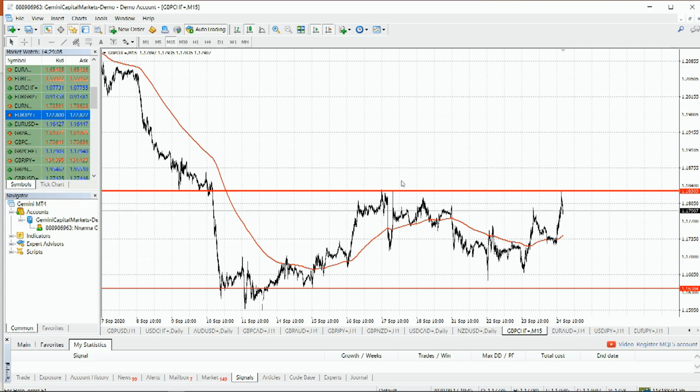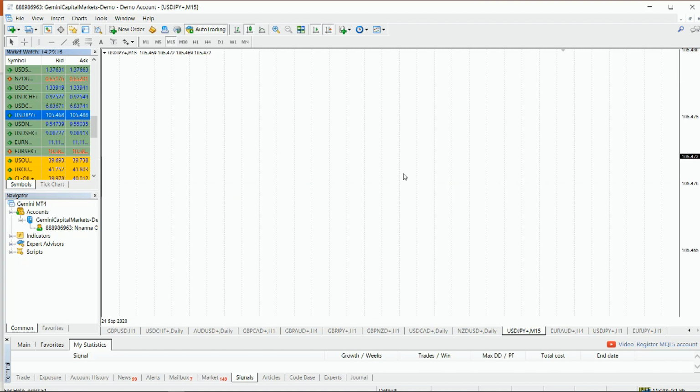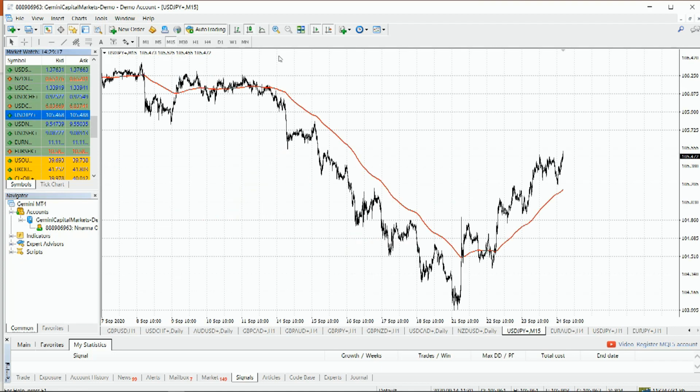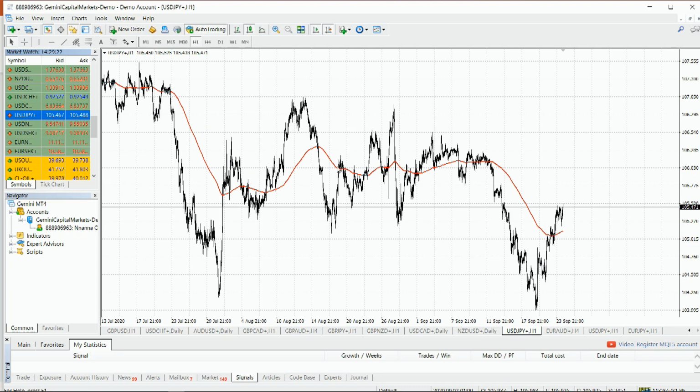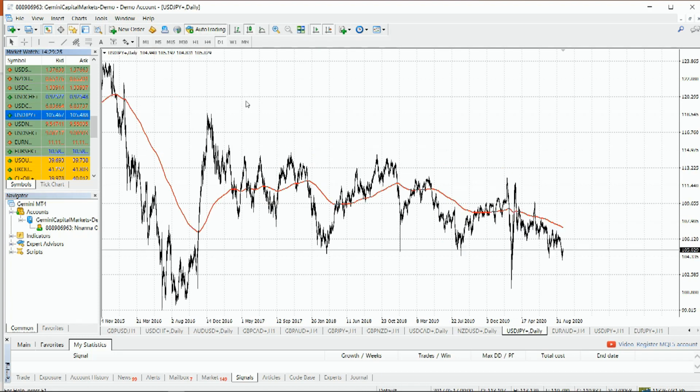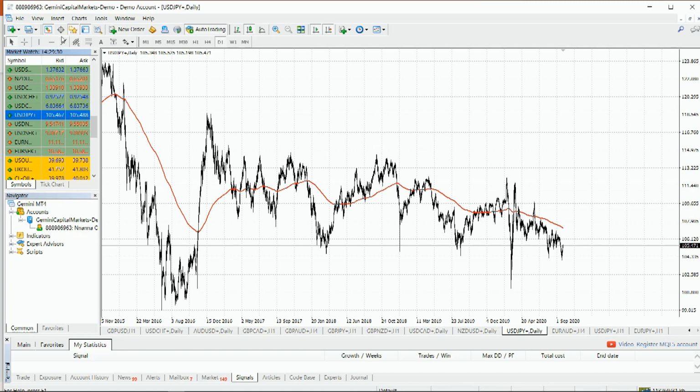Okay, let me use this one. So we have a clean chart here as well. And in this currency pair, you can see that the market is also bearish because the market has been heading lower. You can see how it has been staying below resistance. So this shows that over a longer time frame, the market is bearish.